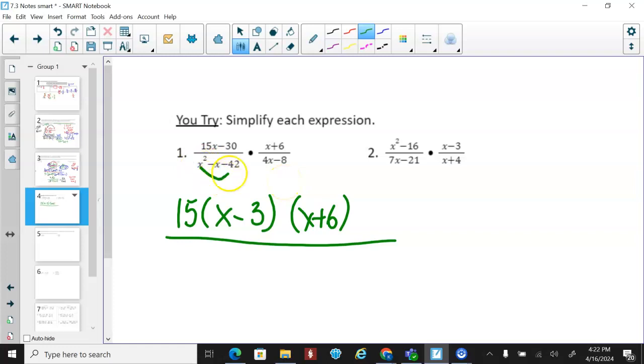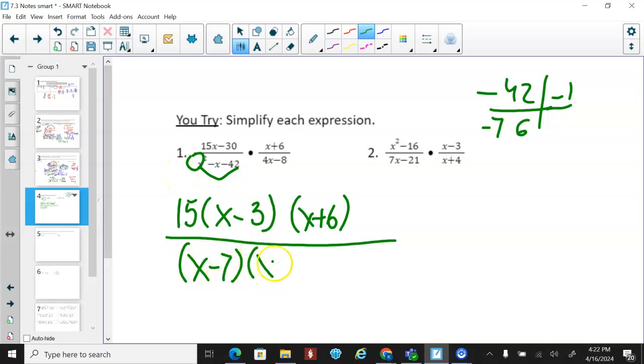Now on the bottom here, I'm going to do a times c. So negative 42, the first number times the last number, has to equal negative 1. So I have 7 and 6, and 7 has to be negative. I don't have to divide by anything because this is 1. So my two factors are x minus 7 and x plus 6. And then on the last one right here, I've got 4x minus 8. Again, it's not a quadratic, so I can't square root it. So I can take a 4 out, which leaves me with x minus 2.